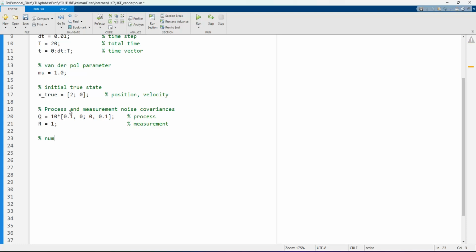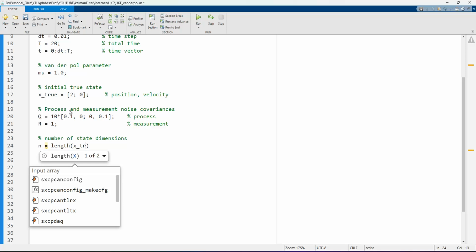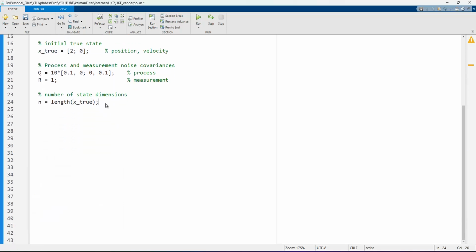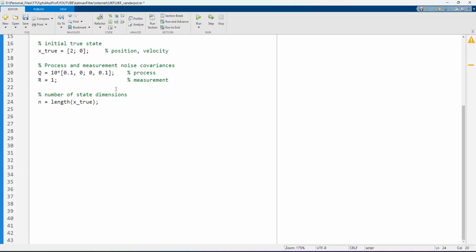And so we need to learn about the number of state dimensions in here. n is equal to the length of x true. Okay, because this is our initial condition, but it's in the form of a 2 times 1 vector, and so the state space dimension of these values is equal to n.